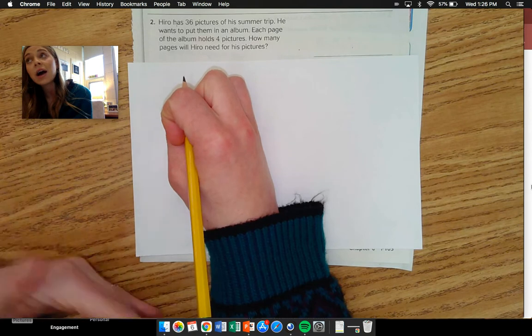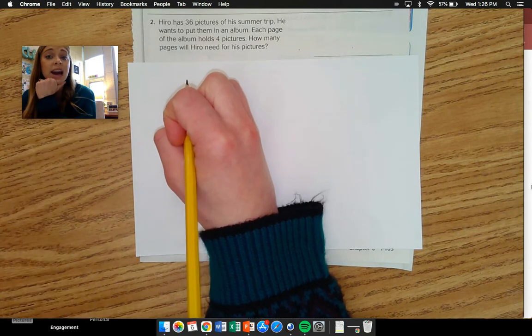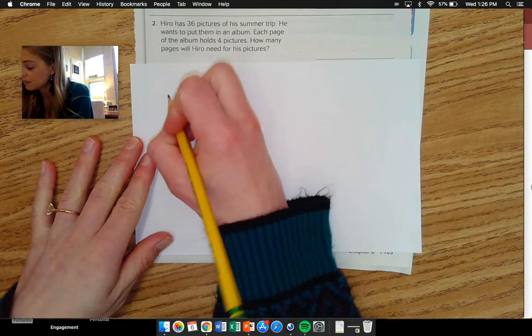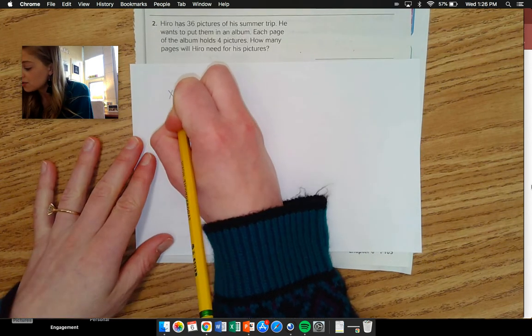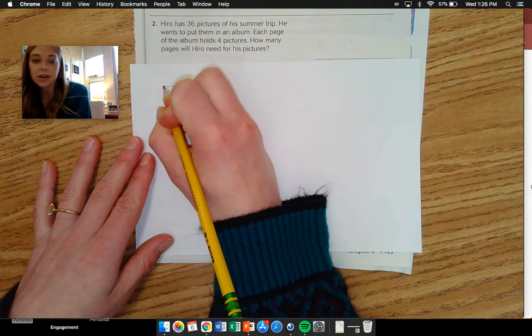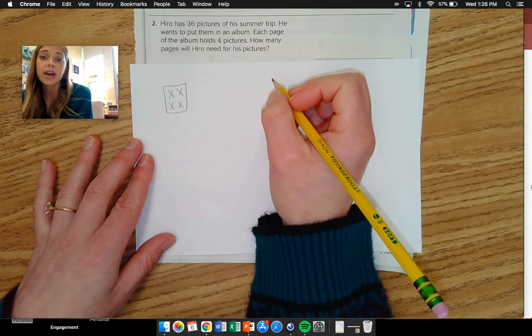We need to know how many pages. So basically we're saying, how many groups of 4 does it take to get to 36? That's what we're figuring out. So 1, 2, 3, 4. There's a page. This is going to take a while. I want you to do this, and I'm going to do it, and then we'll see if we get the same answer.